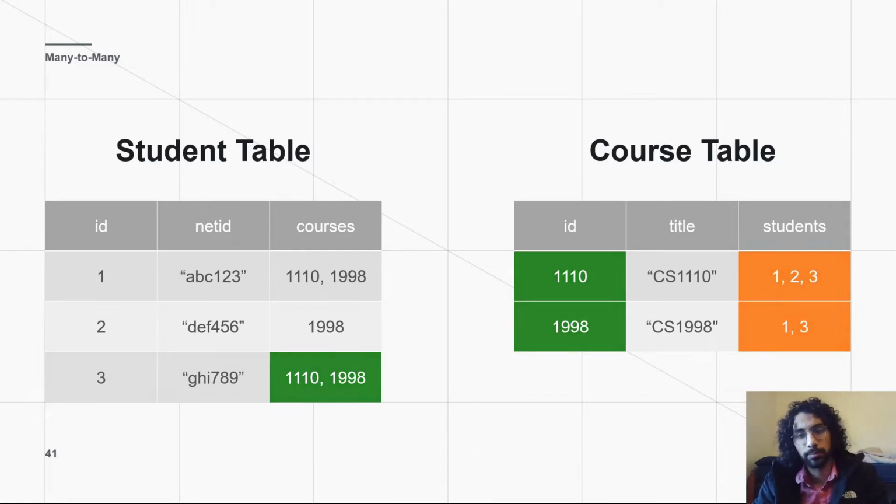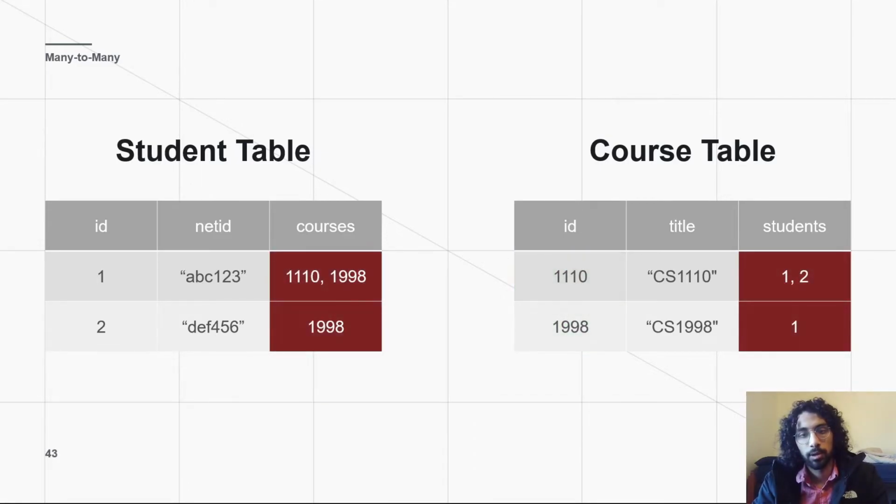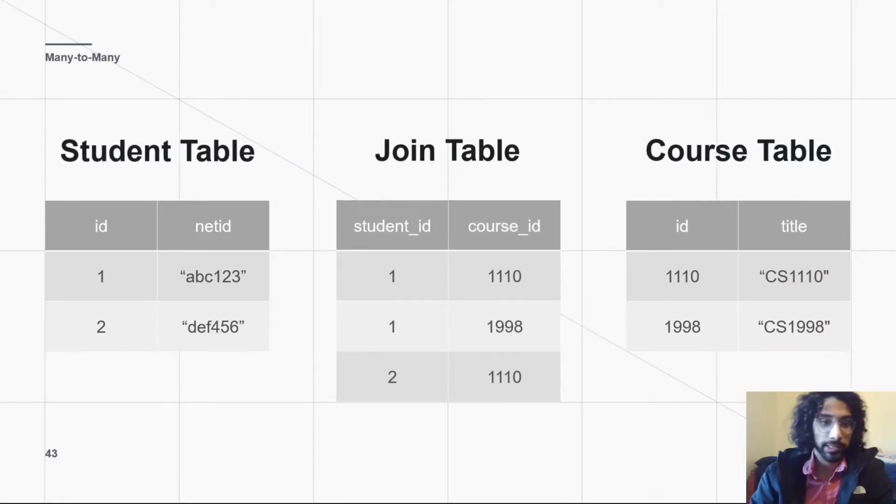So what's the solution? Well, let's just drop those and create a join table. So the idea of a join table is it just has 2 columns. It has a column for the student ID and a column for the course ID, and each row represents one relationship. So now we know student 1 is in 1110, student 1 is in 1998, and student 2 is in 1110.